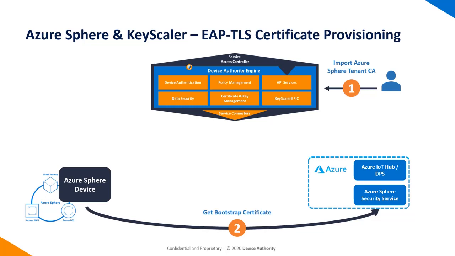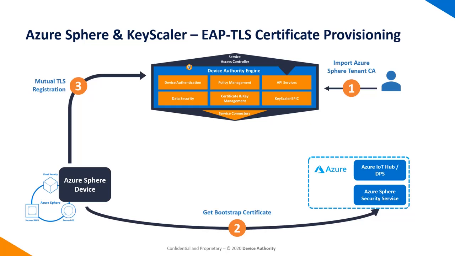Once the device has the bootstrap certificate, it can now, shown in step 3, do the initial registration with KeyScaler. This is done using REST APIs to do a mutual TLS authentication by presenting that Azure Sphere bootstrap certificate.